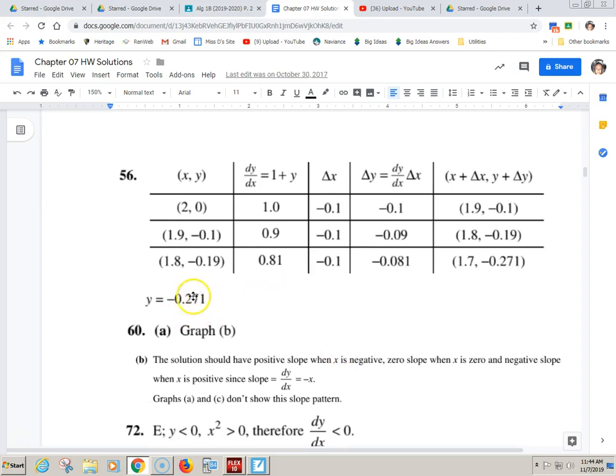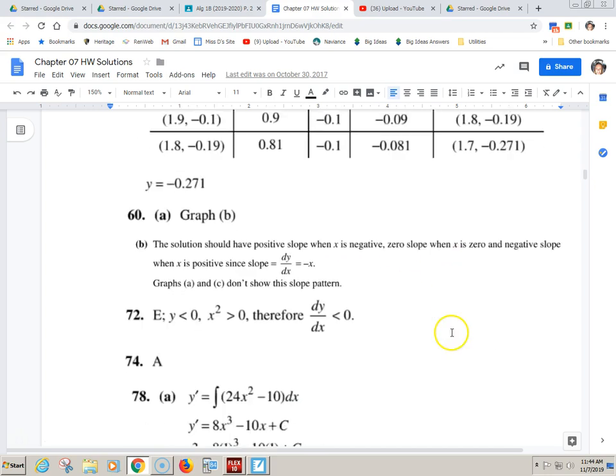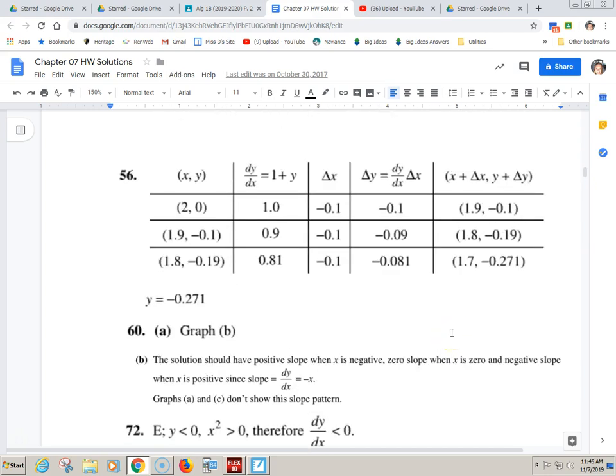For 56, your final Euler's method approximation was negative. I thought it was Euler's. Is it not? Oh, it is. Wow, they show it weird. It's negative 0.271. They're doing this whole thing like, here's the slope, here's the delta x. I do not like their way at all. But the final approximation would be negative 0.271.